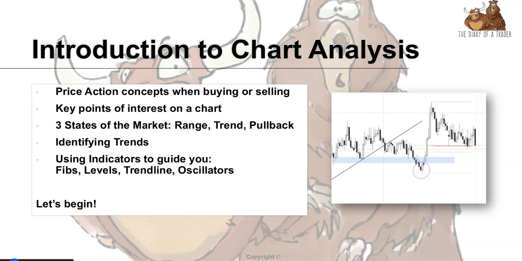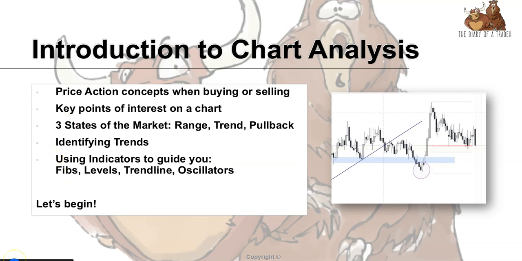We start with the key points of interest on any given chart. We also look at the three states of the market, which is a ranging market, a trending market, and a market that's pulling back. And we'll identify trends, and then we'll go over a few indicators and some ways you can use indicators to help you with your trading, to guide you in your decision-making process when you're analyzing your charts.